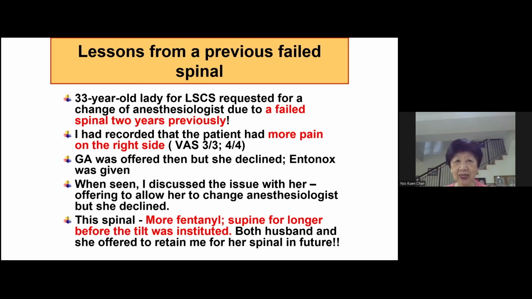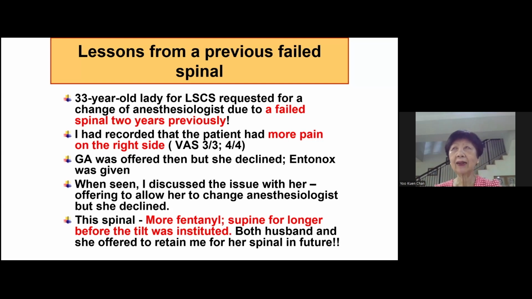So I had this particular patient, 33 years old, who requested a change of anesthesiologist. This was one of my private patients. You see, where I practice, I've also got the privilege. I no longer enjoy that practice for private patients now, but many years ago, I had this privilege. This patient was supposed to be done by this obstetrician, and the obstetrician alerted me and said, look, this patient wants a change of anesthesiologist because I failed her 2 years ago.